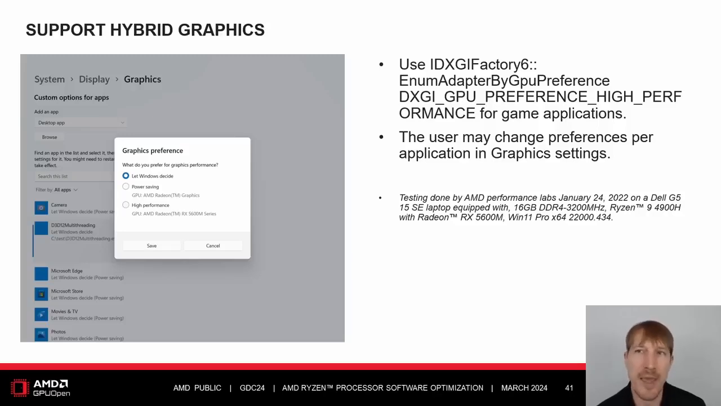Additional considerations may be necessary to ensure the expected GPU is utilized in hybrid graphics platforms. The Windows 10 Spring 2018 update added the EnumAdapterByGpuPreference function. Use DXGI_GPU_PREFERENCE_HIGH_PERFORMANCE for game applications. The user may change preferences per application in Windows graphics settings.